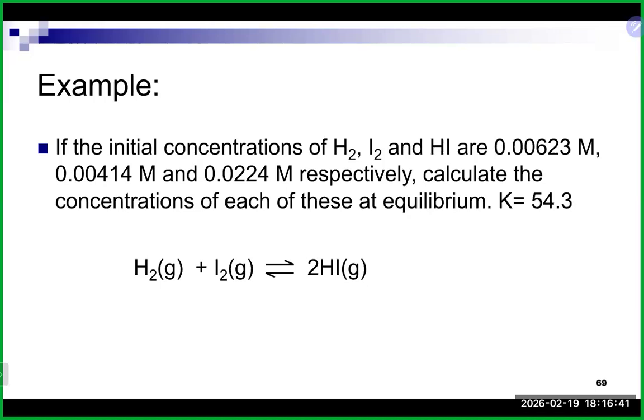The initial concentrations of H2, I2, and HI in this reaction, same reaction, same K value, 54.3. We got for H2 0.00623 molar, 0.00414 molar for I2, and 0.0224 molar for your HI. So we're looking for everybody's equilibrium concentrations. I will rest as you calculate.